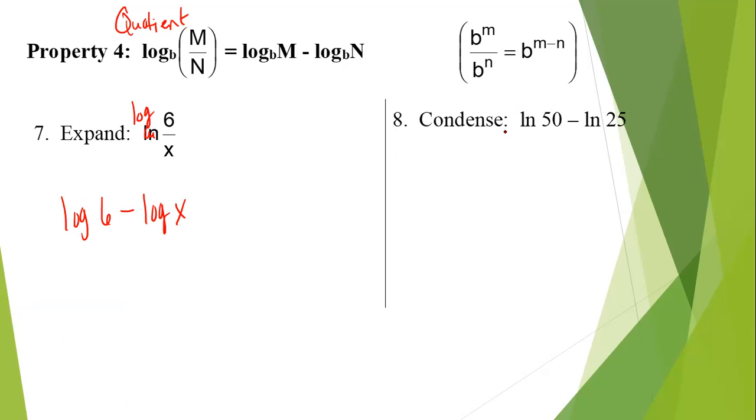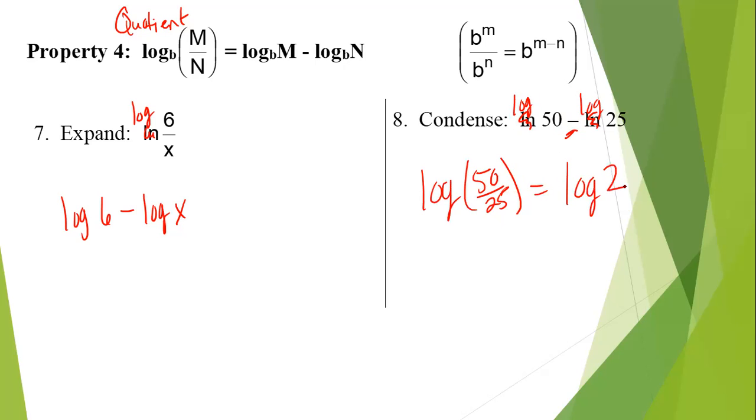How do we fill out expanding with quotient rule? Okay, condensing. Again, condensing means that I want to go from 2 separate logs down to 1. I look at my operation. My operation is subtraction, so in order to condense, I'm going to divide. We have common log. Why is it common log? Because I do not have any other base. Common log of 50 divided by 25. I'm going to keep simplifying that. What is 50 divided by 25? 2. So common log of 2.